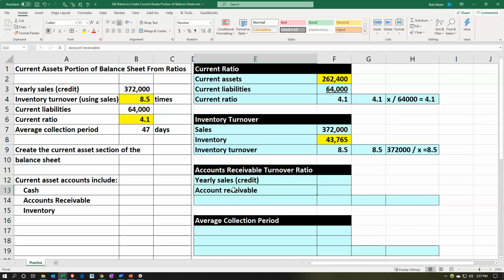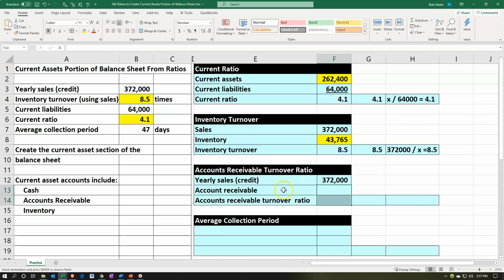So therefore, some textbooks might write this as the average accounts receivable, which would be beginning plus ending of the year divided by 2. So in this case, we know the sales number up top. We know the sales number here. We don't know the accounts receivable, and that would give us the accounts receivable turnover. And we don't know the accounts receivable turnover as well. So we have two unknowns right now.